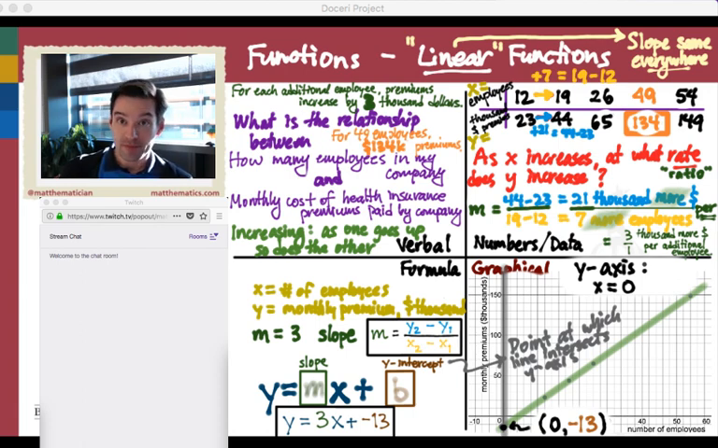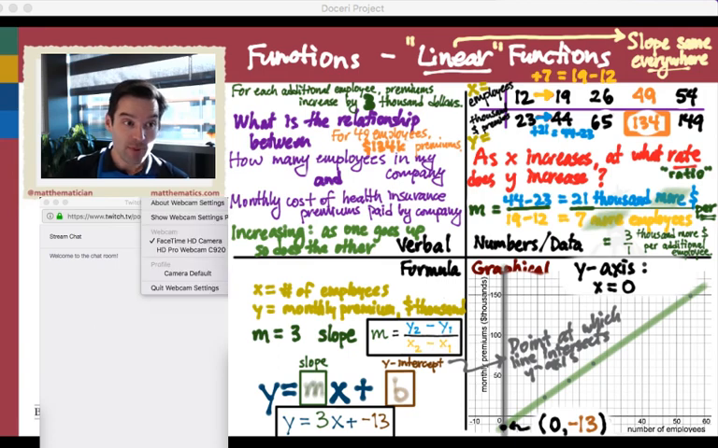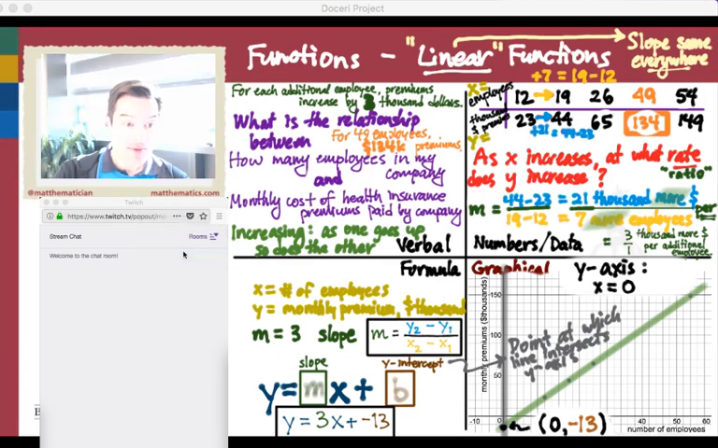So negative 13 is the y-intercept. And then you might ask, well, what does that actually mean? You should ask, what does that actually mean in the context of this problem that I'm trying to solve, right? What does that mean in the context of numbers of employees, health insurance premiums, all of that wonderful stuff that sort of gave us our phony data table here in the first place?